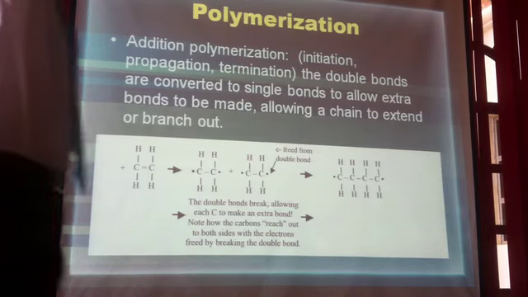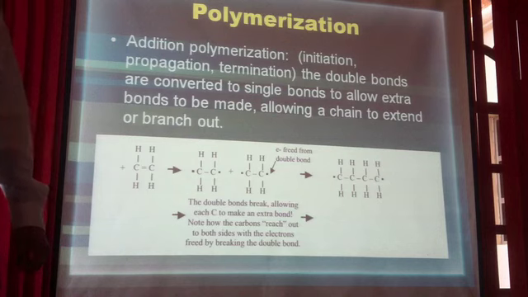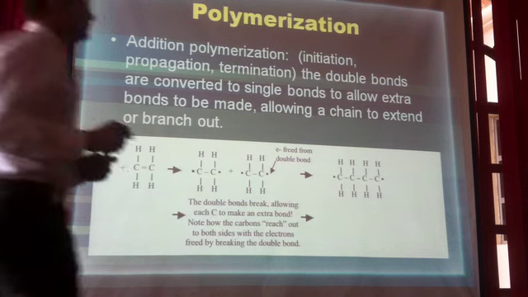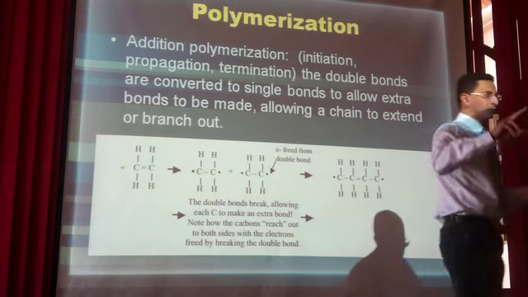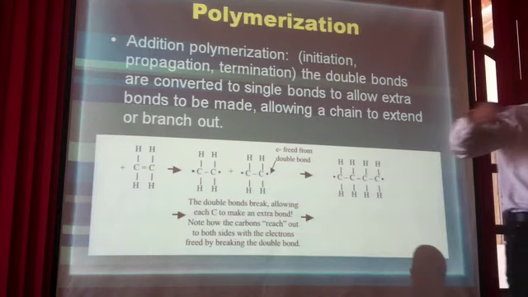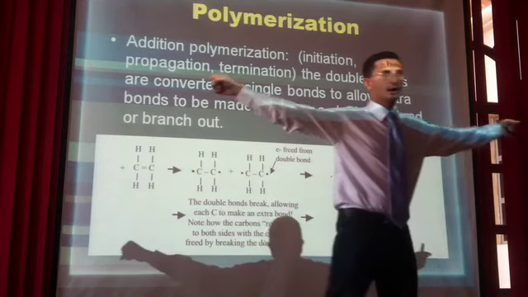Polymerization has many types. Additional polymerization: the double bond is converted to a single bond to allow extra bonds to be made, allowing a chain to branch out. Okay? We have a carbon, carbons.